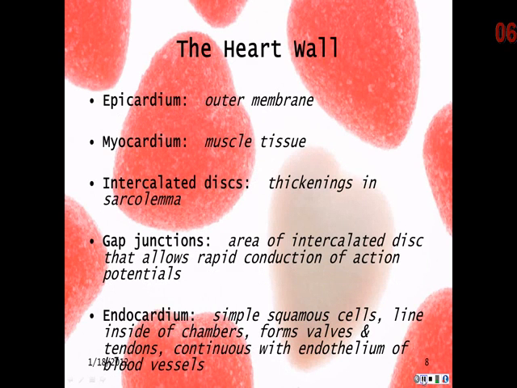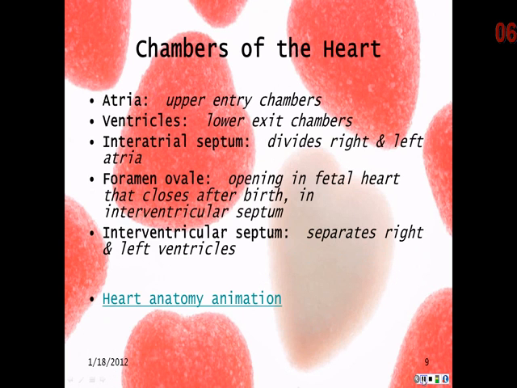The innermost layer is the endocardium. This is made of simple squamous cells and is found lining the chambers, forming valves and tendons, and is continuous with the endothelium of the blood vessels.